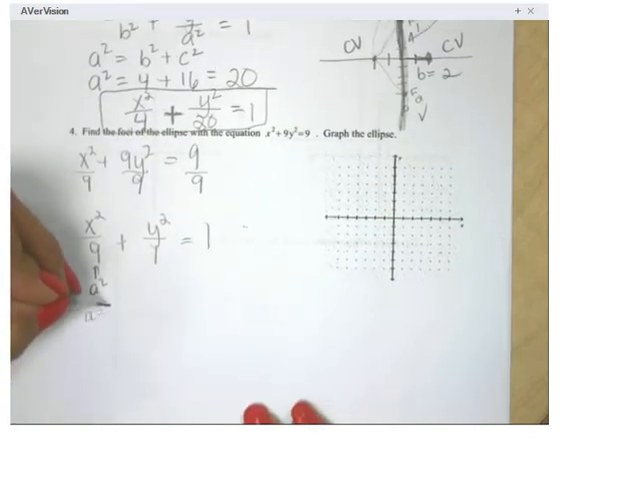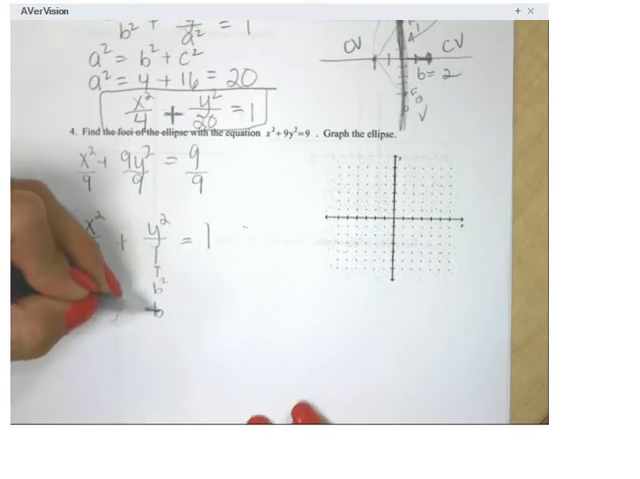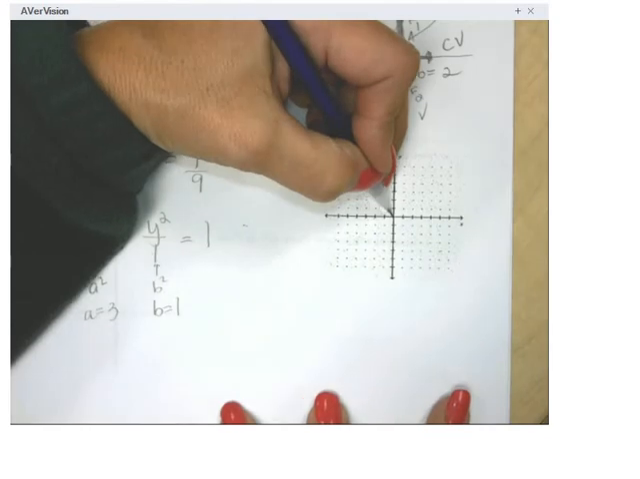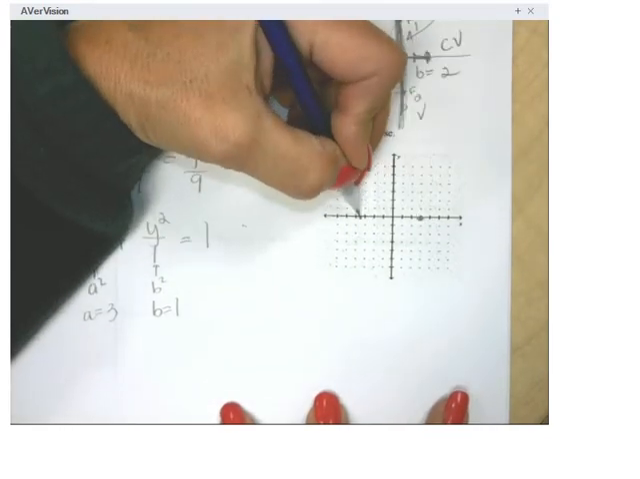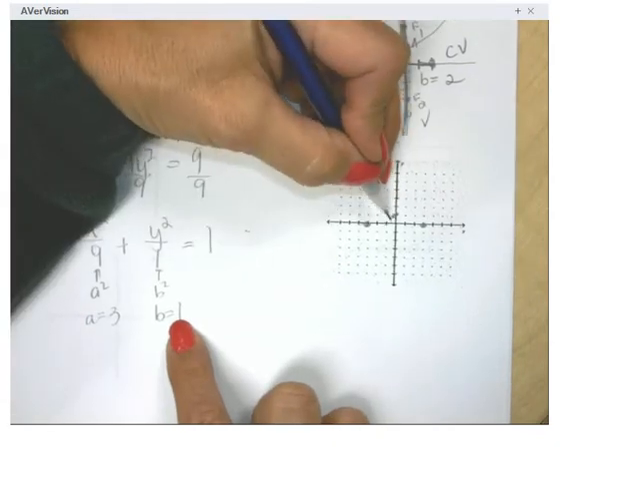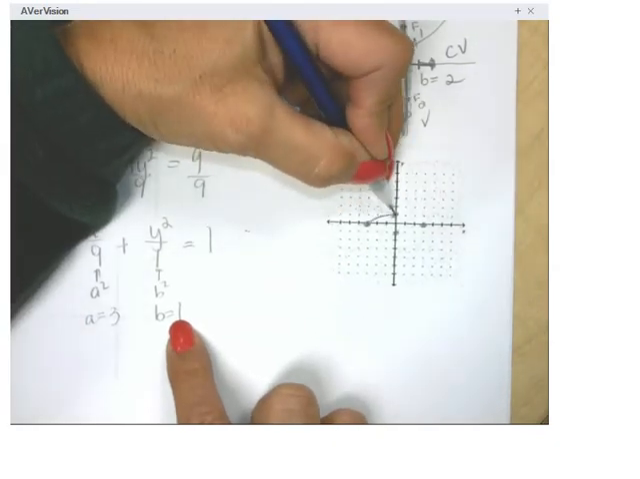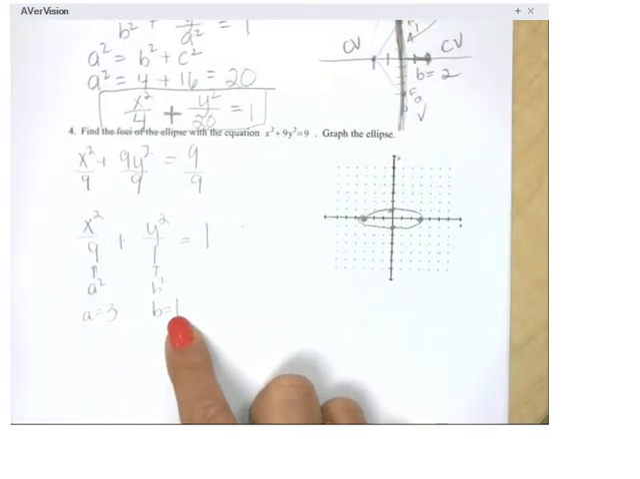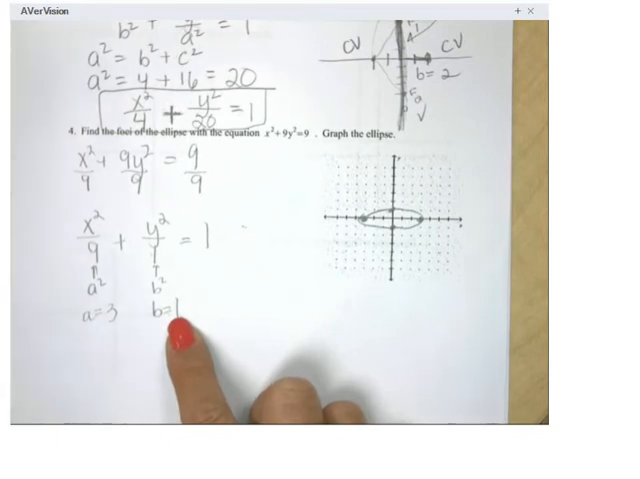This graph is going to open in the x direction and be wide in the x direction. So we actually know that a is 3. That number is b squared, so b has to be 1. So I actually can graph it right now. The center, go over 3, over 3, go up 1, down 1. It's not a very big ellipse.